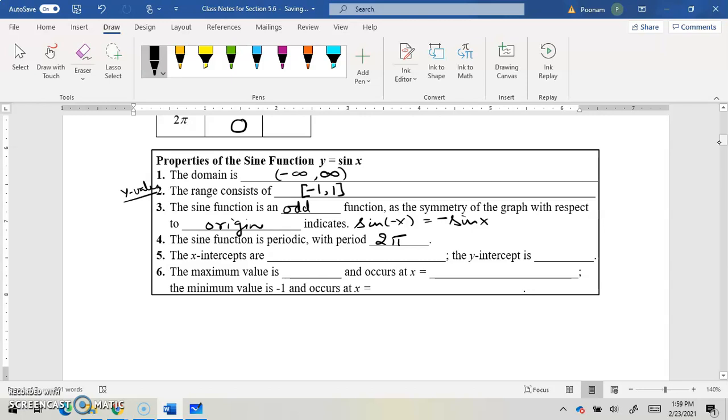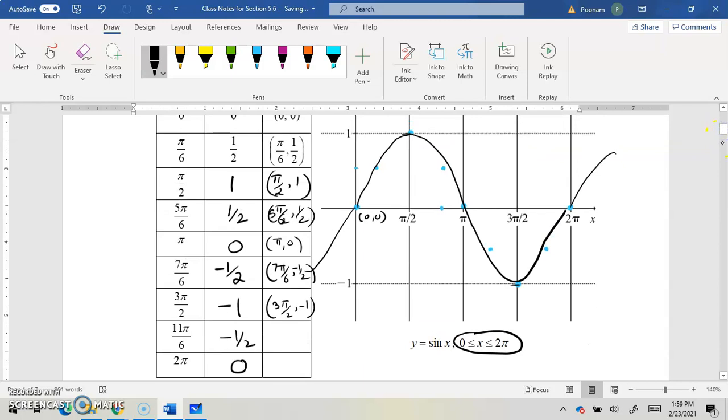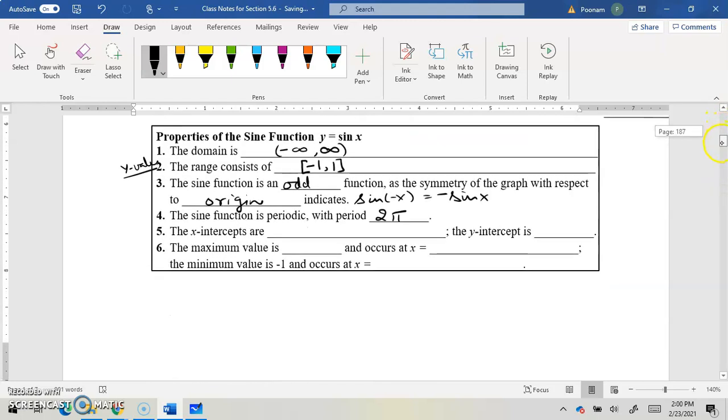The x-intercept. The x-intercept is what? Where the graph meets the x-axis. At what points do we notice the graph meets the x-axis? So if you notice, the graph meets the x-axis at x equal to 0, at x equal to pi, x equal to 2 pi, x equal to 3 pi, and so on. And similarly, on the negative side, it will meet the x-axis at x equal to negative pi, negative 2 pi, and so on. So what are the x-intercepts?